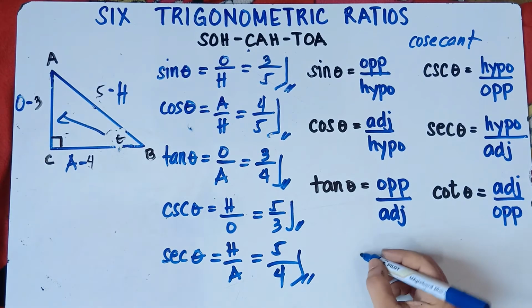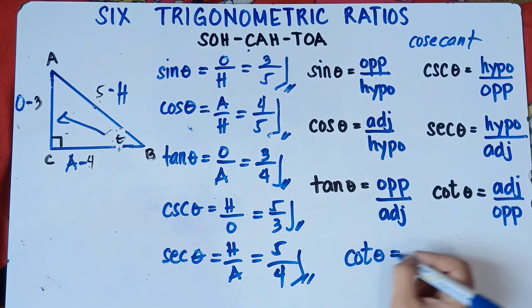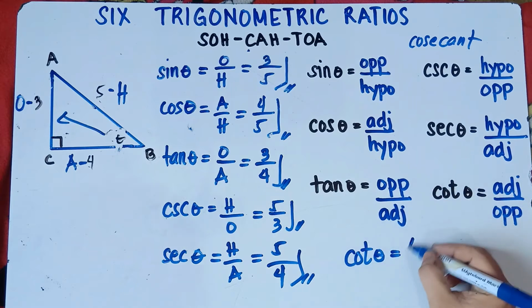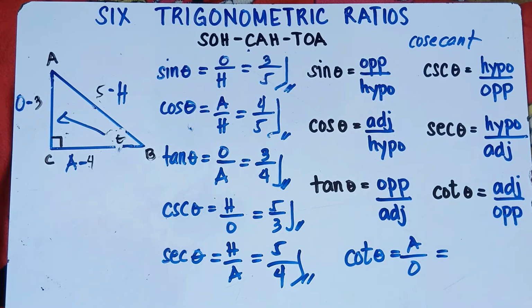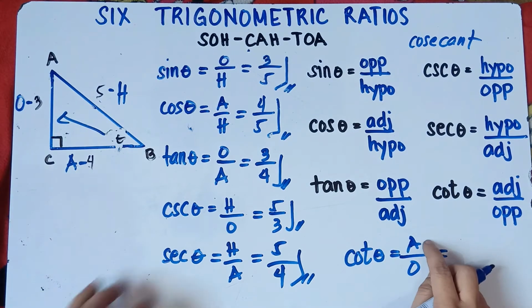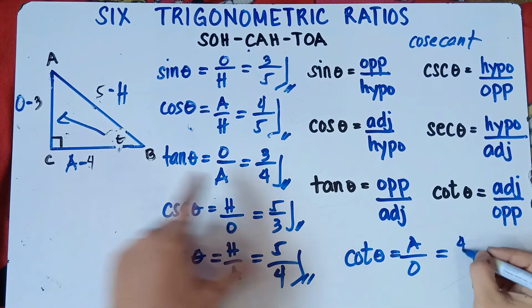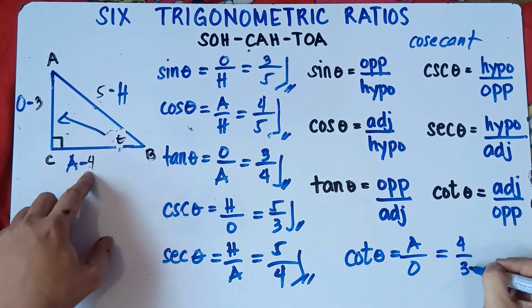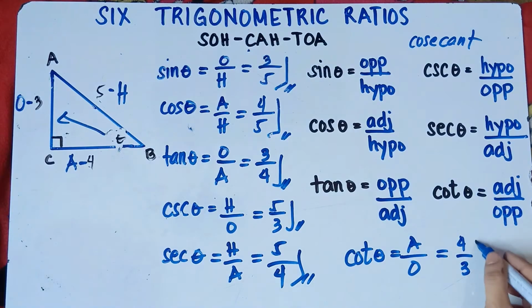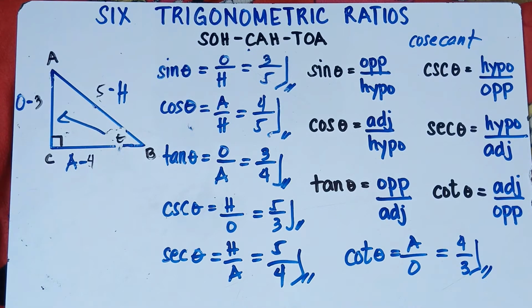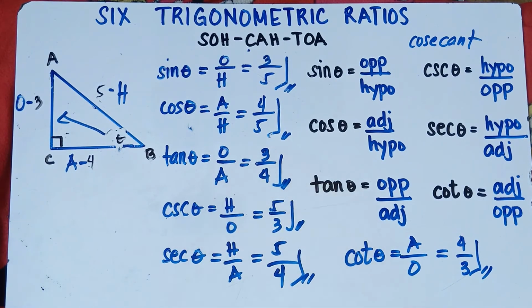Alright, so last one, we have cotangent theta. Opposite of tangent, so adjacent over opposite. So once again, our adjacent is 4. Our opposite is 3. So 4 and 3, 4 over 3. And that's it. That's your answer for cotangent, or get the reciprocal of tangent.